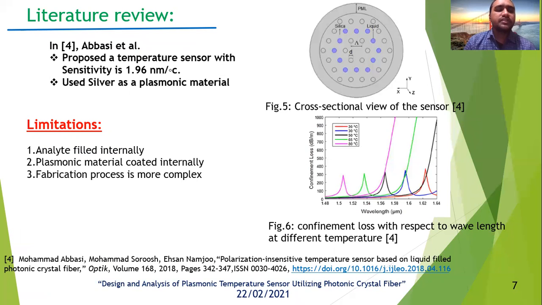Literature review. Abed et al. proposed a temperature sensor with sensitivity of 1.96 nanometer per degree Celsius. He used silver as a plasmonic material. Figure 5 shows the cross-sectional view of the author's proposed sensor. The limitation of this sensor is that the analyte is filled internally and the plasmonic material is coated internally, so the fabrication process is more complex. Figure 6 shows the confinement loss with respect to the wavelength at different temperatures.